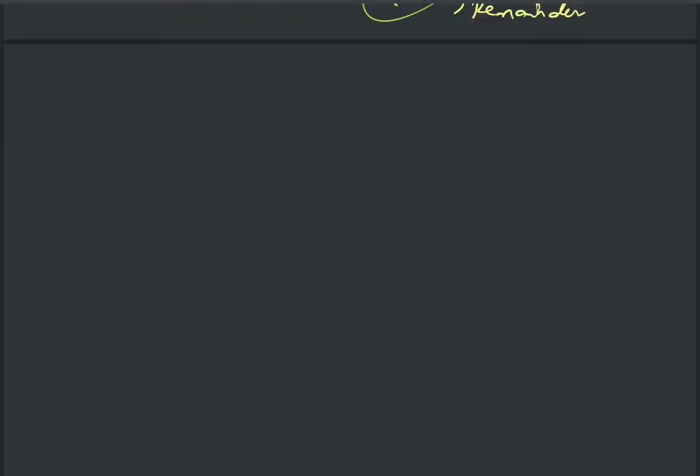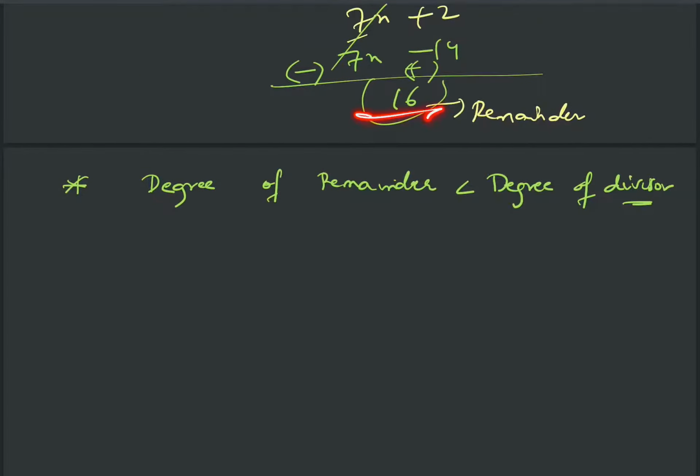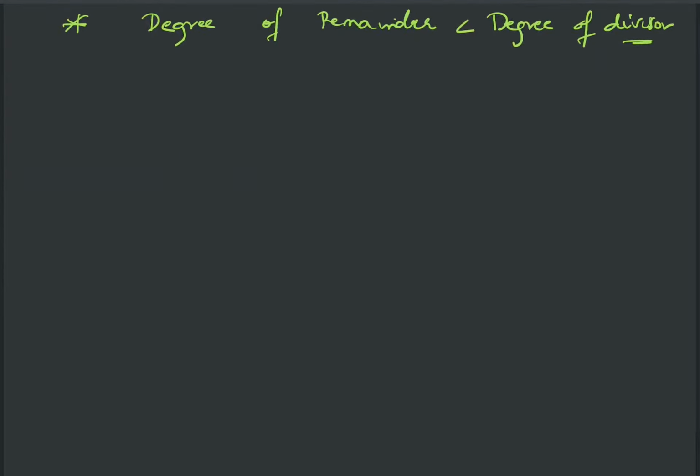Also, a very important point to be noticed here is that the degree of the remainder should always be less than the degree of the divisor. If you get the degree of the remainder as less than the degree of the divisor, then you can stop your division process at that point.